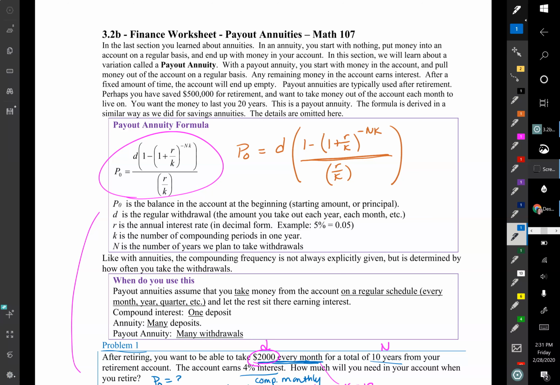Hey there, this video is on the 3.2 Finance Worksheet. It's an activity that I put up in your Canvas.